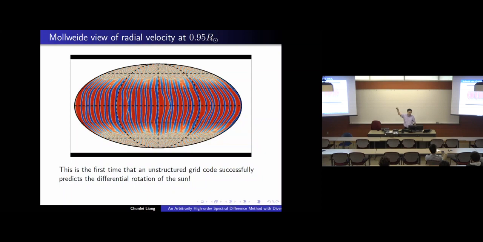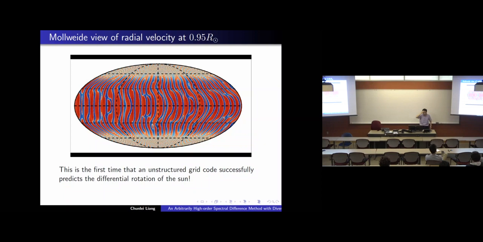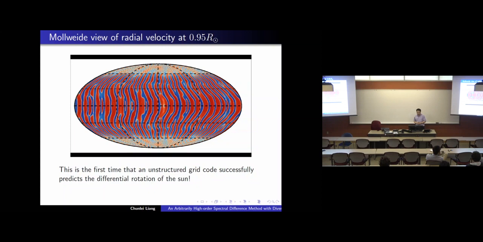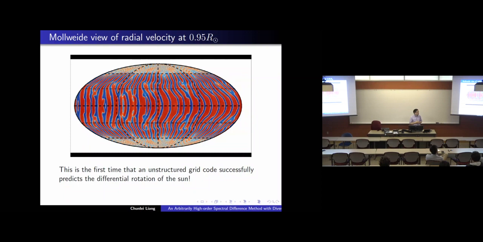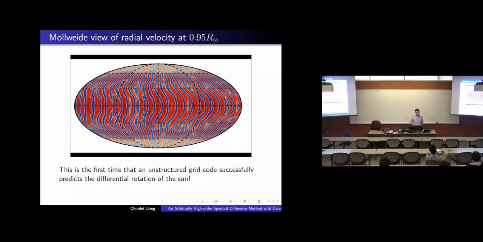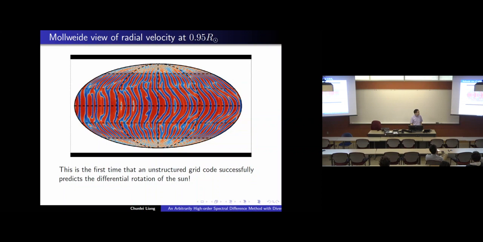And near the two poles it will be relatively slow. So we can safely claim that this is the first unstructured grid code that successfully predicted the differential rotation of the sun. I'm not a real solar physicist. I want this code to be accepted by the community because we don't have a successful unstructured code for the community yet. We will continue our collaboration with NCAR, especially once our MHD capability is ready. I think we expect more people will use this software. It will be open source.